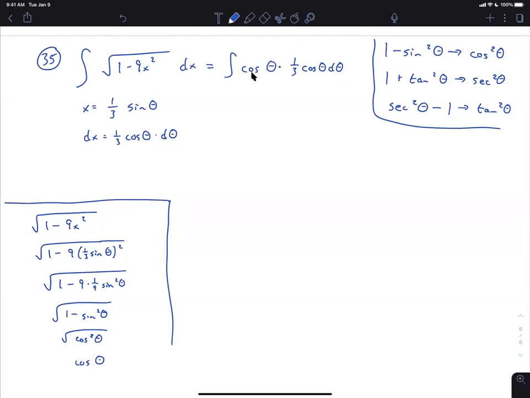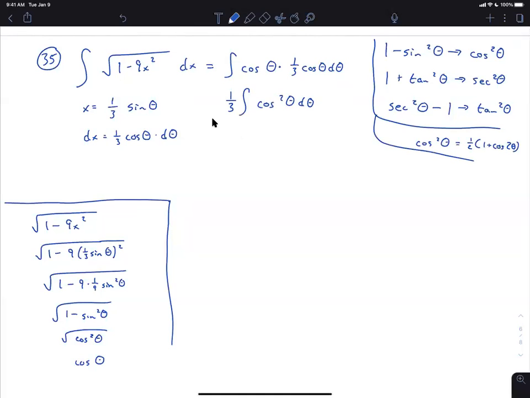Now we simplify this and do this integral. So we pull the 1/3 out. Cosine times cosine is cosine squared. And the way we do this integral is we happen to use half angle formulas. So the one we said earlier is that cosine squared theta is 1/2 times 1 plus cosine of 2 theta.